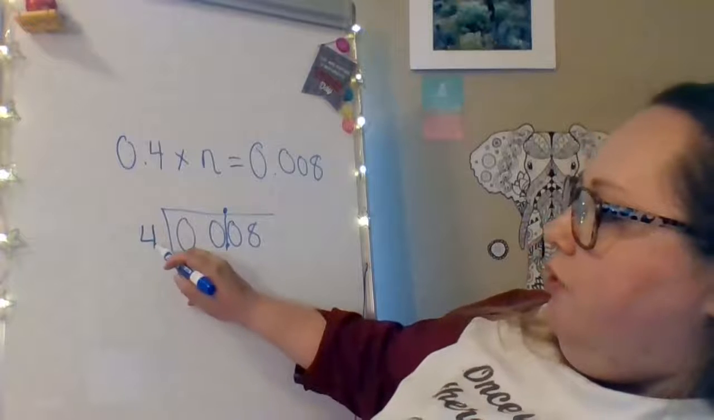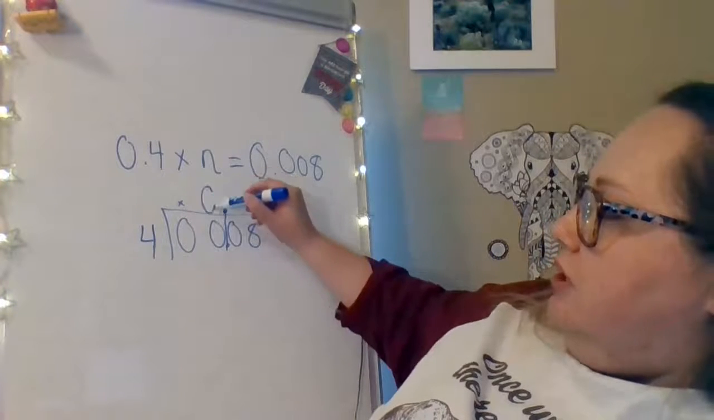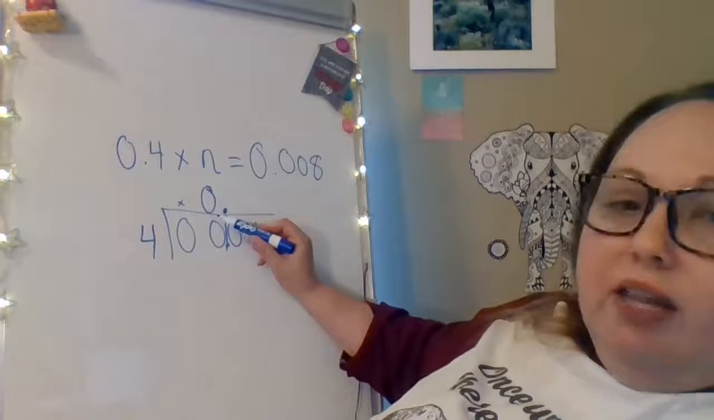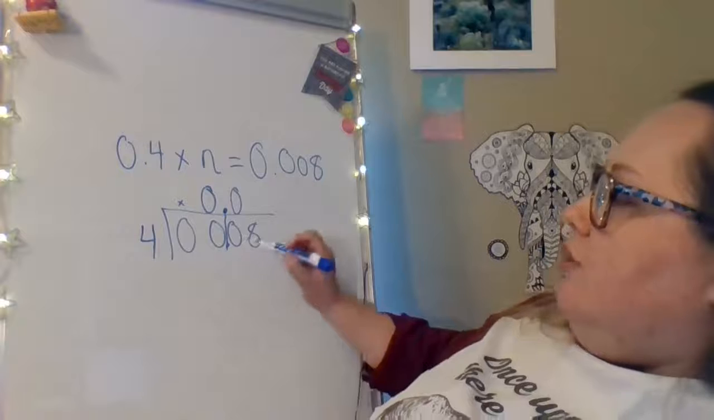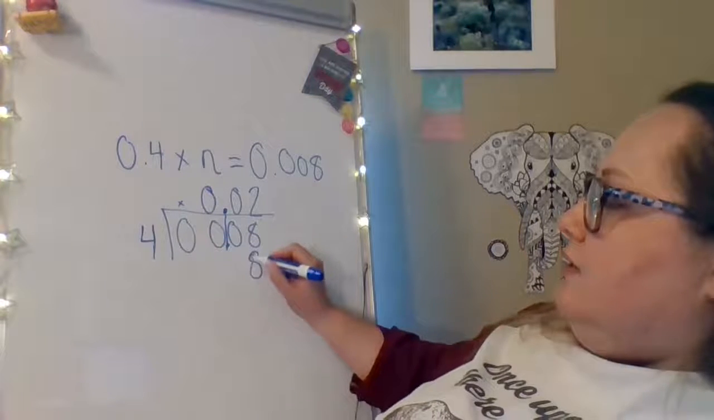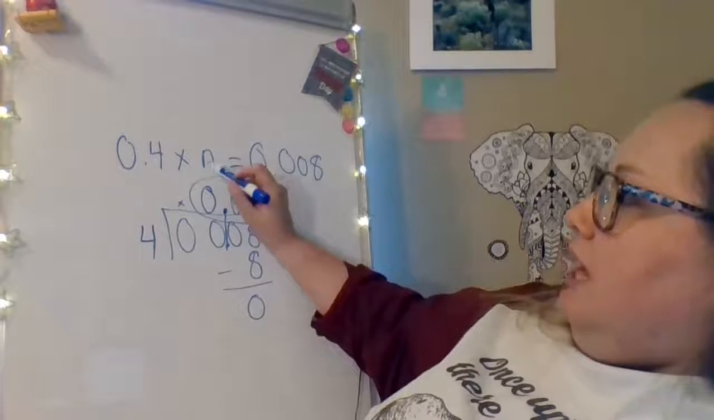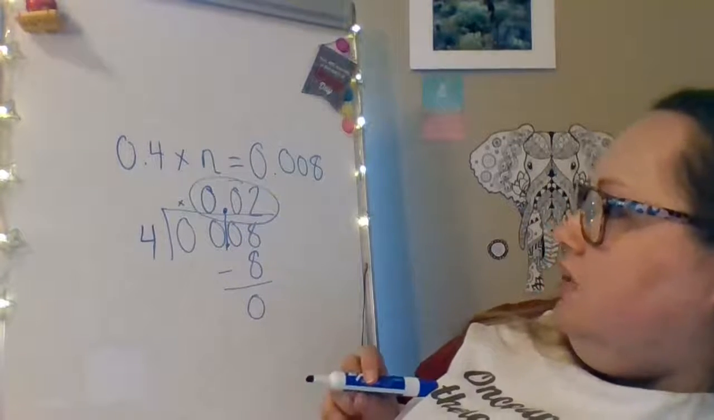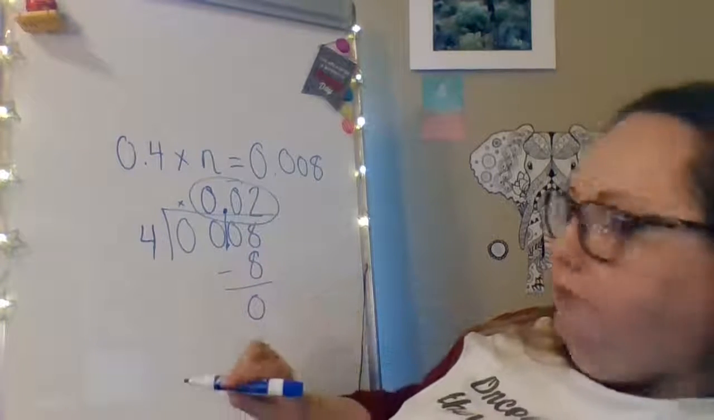So 4 does not go into 0, so I'm going to put a 0 there because it is right in front of that decimal. It does not go into 0 again, so I'm going to put my 0 there. 4 goes into 8 2 times. 2 times 4 is 8. Subtract to get 0. So my answer for n would be n equals 2 hundredths, or 0.02.